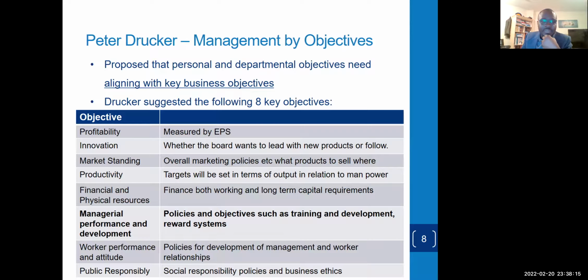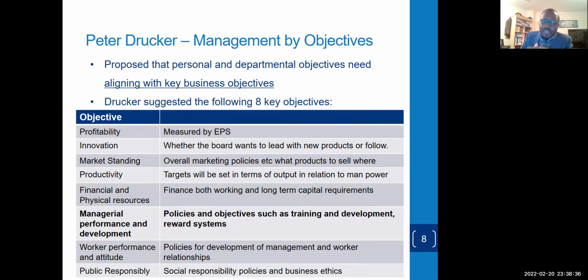Okay, EPS. Then he also talked of innovation, whether the board wants to lead with new product or follow with the existing one. Okay, market standing. What's the overall market positioning? What are the marketing policies? What products do they sell? Where do they sell it? How do they sell it? What marketing tools would they use?